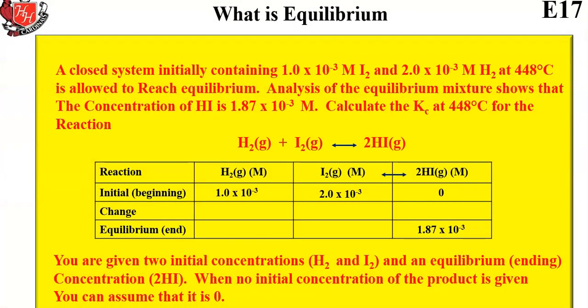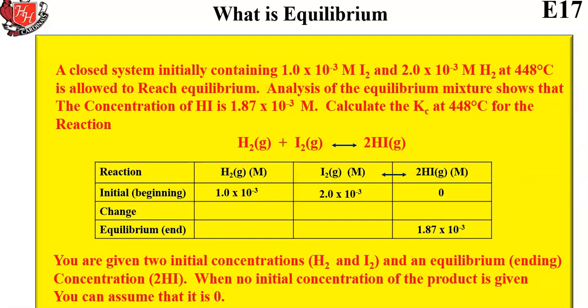Example of using an ICE table: a closed system initially containing 1 × 10⁻³ molar of I2 and 2 × 10⁻³ molar of H2 at 448 C is allowed to reach equilibrium. Analysis of the equilibrium mixture shows that the concentration of HI, that's the product, is 1.87 × 10⁻³ molar. Calculate the equilibrium constant of concentration at 448 for the reaction. So they state that the temperature has not changed. You don't need to use that number in the problem. You just need to know that the temperature remains constant. They could have just said that.